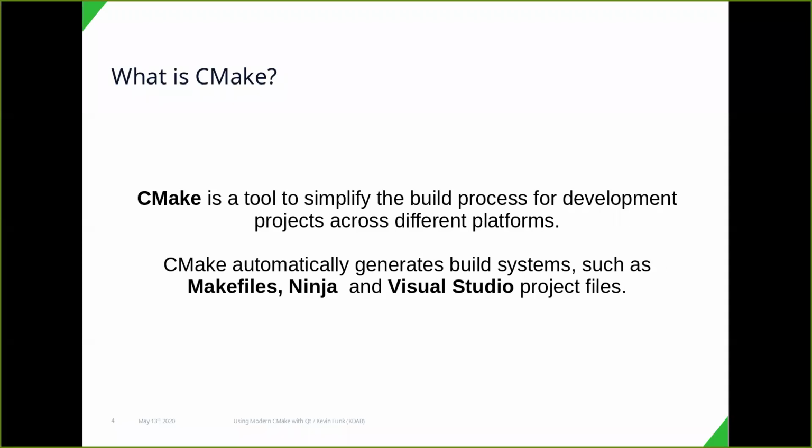So what is CMake? First of all, I'm just going to give a little bit of introduction to that, and then we'll dive into a little bit of CMake code right away. I grabbed this information from Wikipedia. Wikipedia says CMake is a tool to simplify the build process for development projects across different platforms. CMake automatically generates build systems such as Makefiles, Ninja, and Visual Studio files.